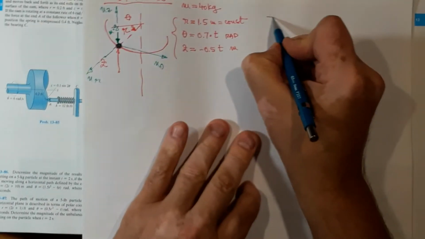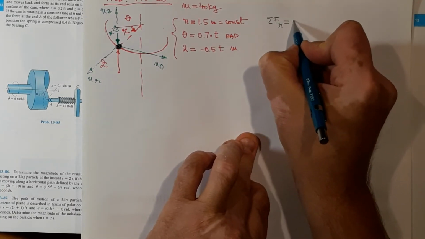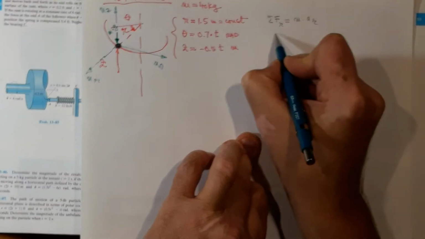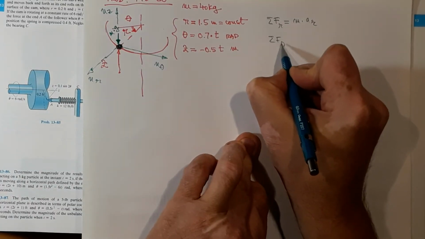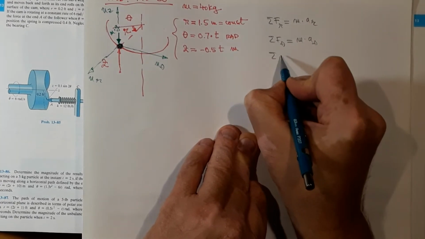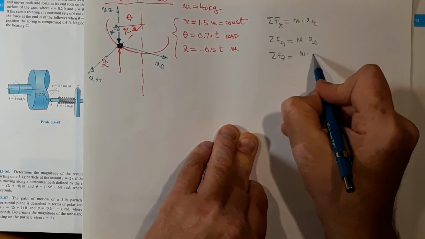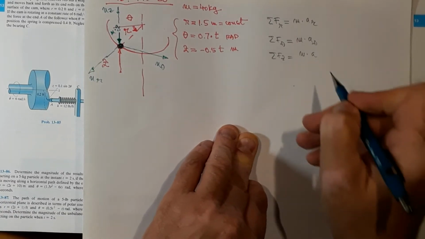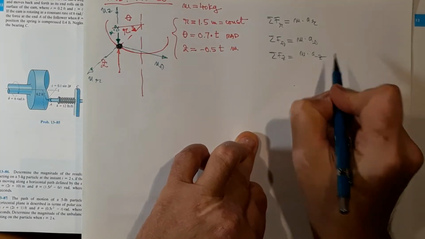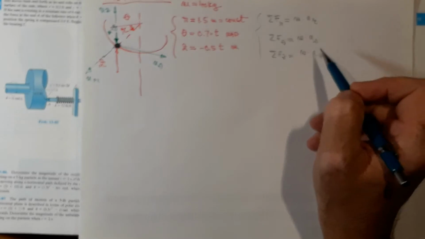So we're going to state the equations of motion as sum of forces in the r radial direction equals mass times acceleration in the radial direction. Sum of forces in the transverse direction is mass times acceleration in the transverse direction, and sum of forces in the z direction is mass times acceleration in the z direction. So we need to evaluate all these accelerations.